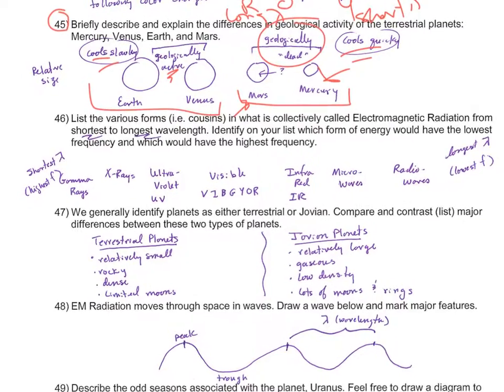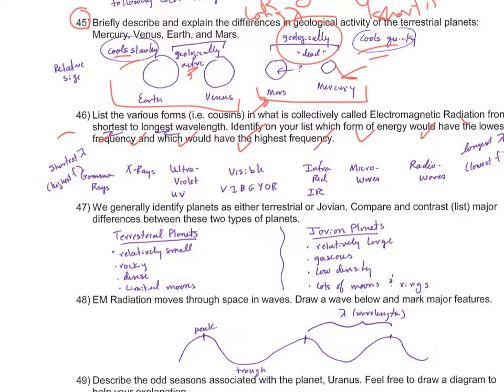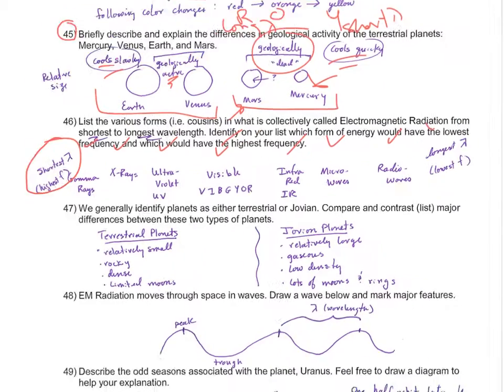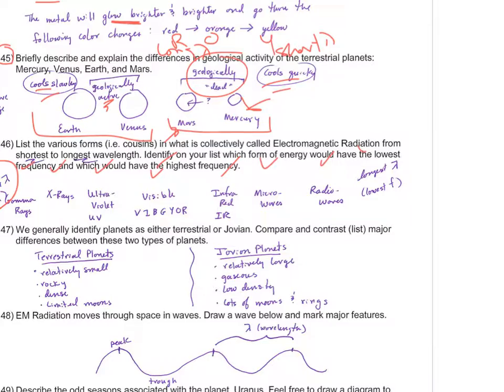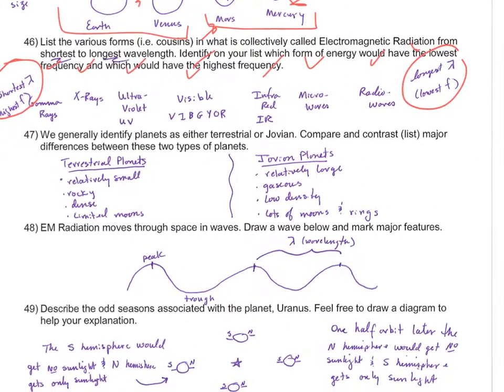So question 46, I was after two things. I wanted you to list those cousins, and there are 7 of them. So we have visible light, dead center, and then shorter than visible light, we have UV, X-rays, and gamma rays. Longer than visible light, we have infrared, microwaves, radio waves. That's 7. And then I also wanted you to say something with regard to frequency. So gamma rays are the shortest wavelength, the highest frequency, and radio waves are the longest wavelength and the lowest frequency.